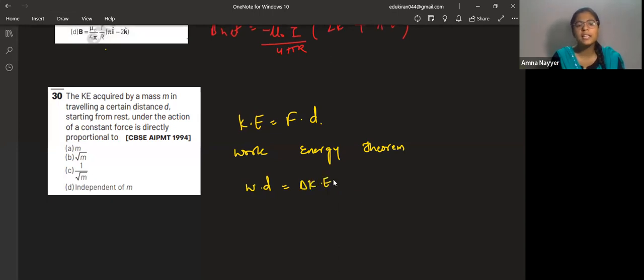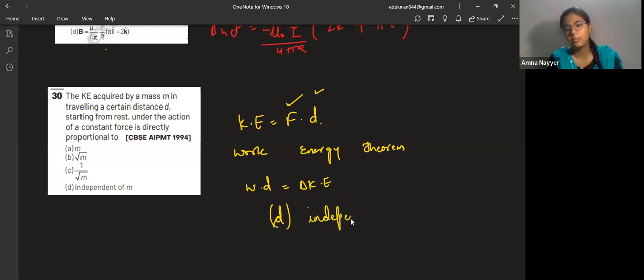All right. So kinetic energy is independent of mass, right? It depends upon force and distance. So that option should be correct. It is independent of mass.